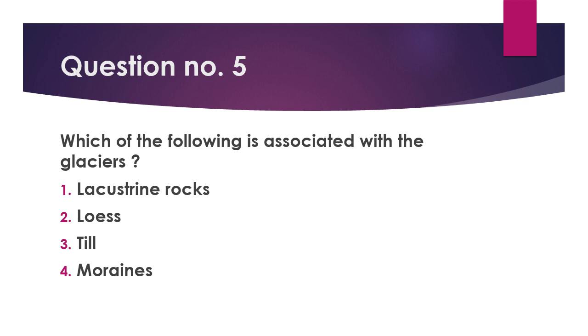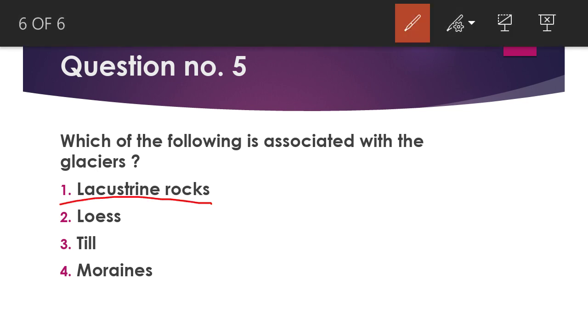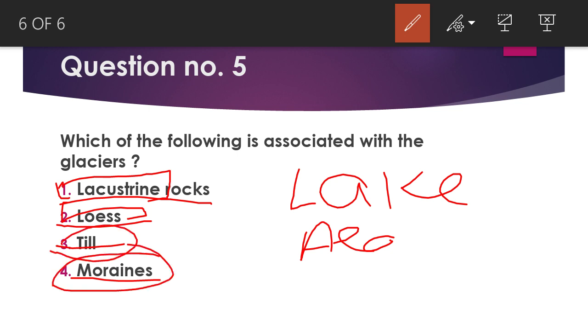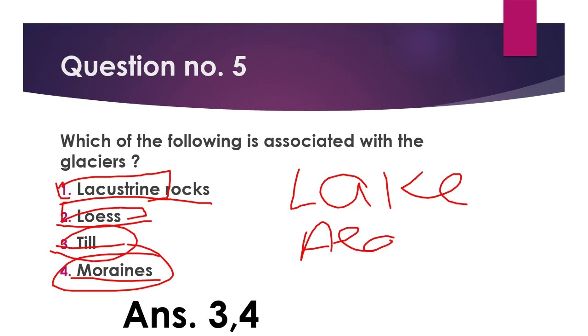Fifth question is, which of the following is associated with the glaciers? So you have some deposits like lacustrine deposit, loess, till and moraines. So you know that the term lacustrine is related to the lake, so it is associated with lake deposits, and loess is found in the arid region, so it is associated with Aeolian processes, and till and moraines. These are two deposits formed by the activity of glaciers. So we have options number third and fourth both as correct answers. So till and moraines are considered as associated with the glaciers.